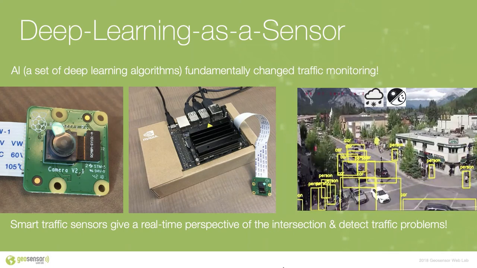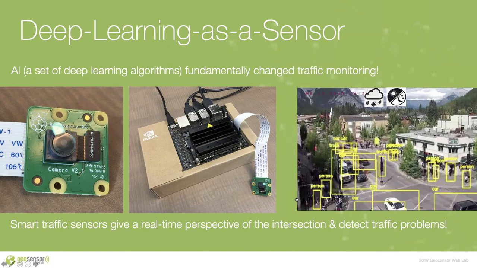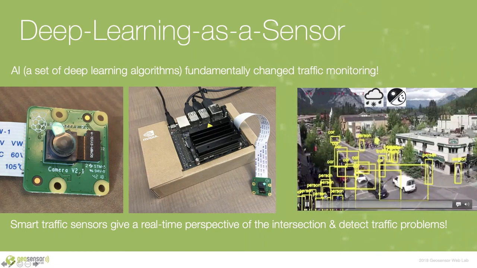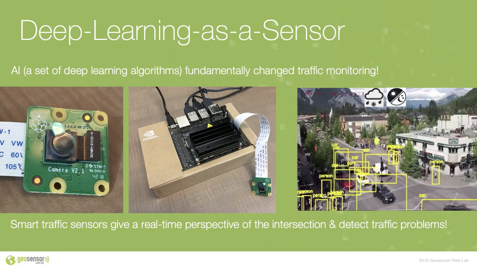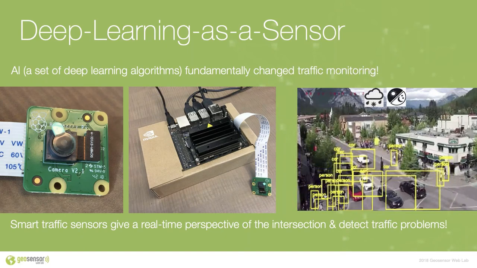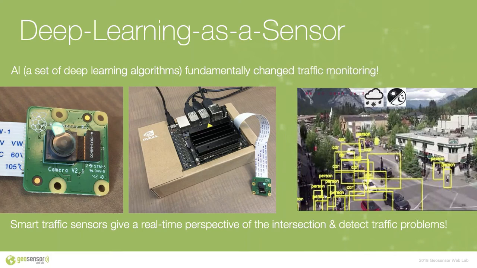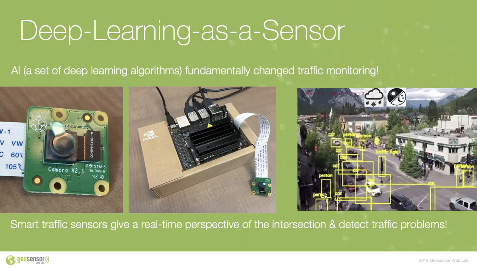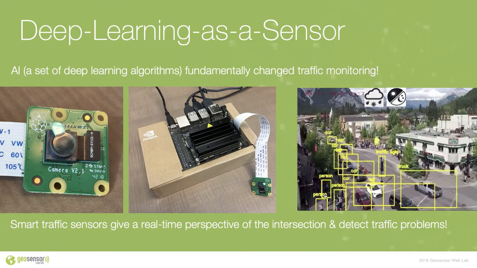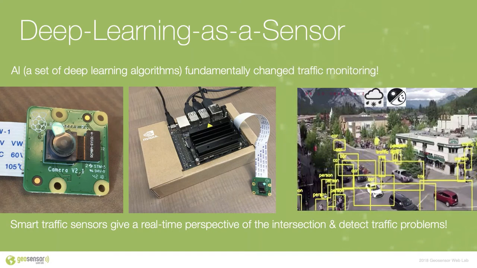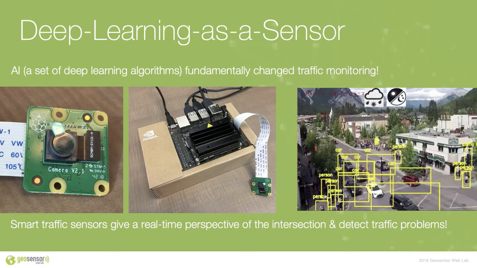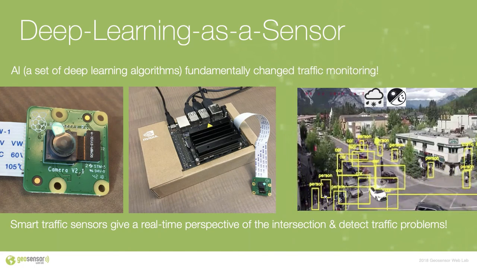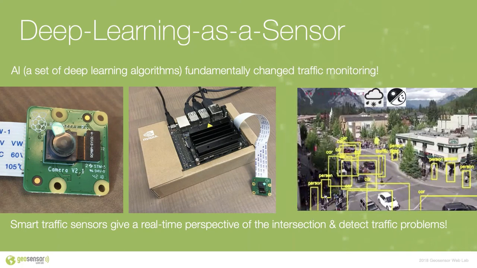monitoring of traffic. So this is an intersection in Banff, and this is part of the model that we trained for this sensor and this board. You can see that AI, as a set of deep learning algorithms in this project, fundamentally changed traffic monitoring. It means that if you can see cars and pedestrians in daytime or in fog, rain, and snow, the smart sensor that we're working on can detect them as well. And in real time, it can give us a perspective of the intersection: number of cars, pedestrians, traffic signs, closures, and our challenges to detect a flaw for this project.